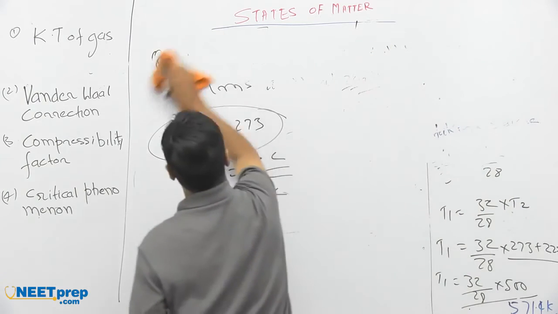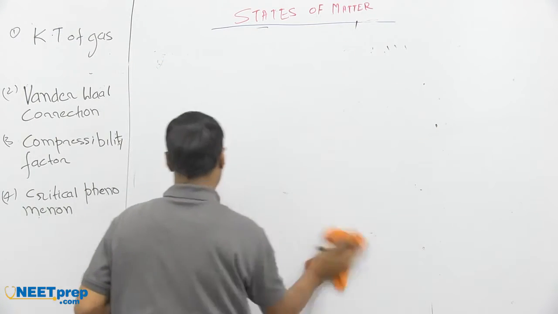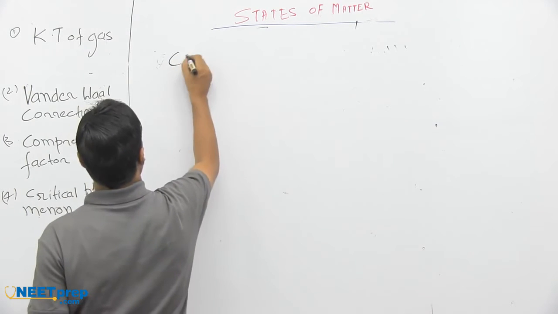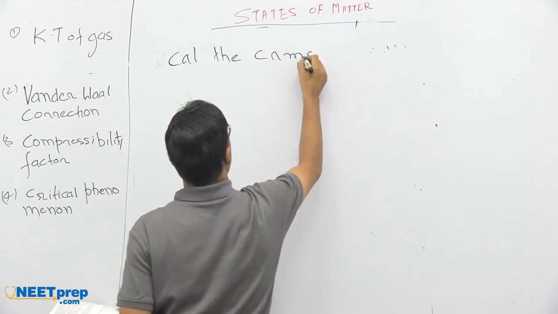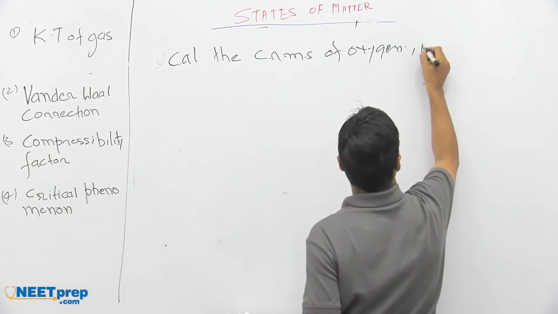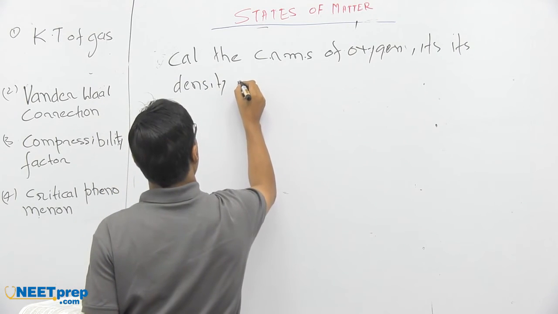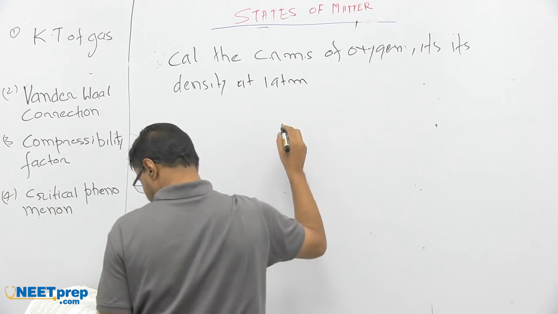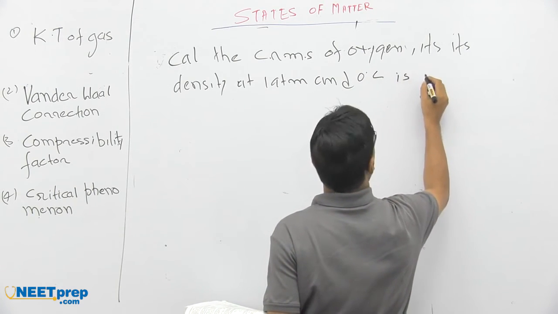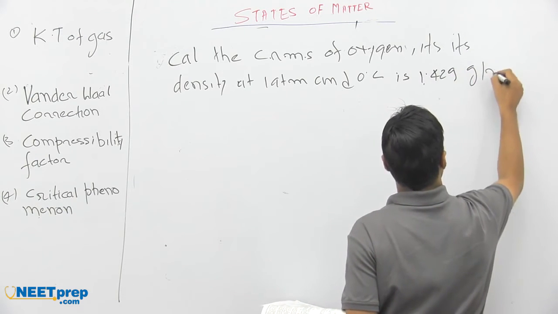Next problem: calculate the C RMS of oxygen if its density at 1 atm and 0 degree Celsius is 1.429 gram per liter.